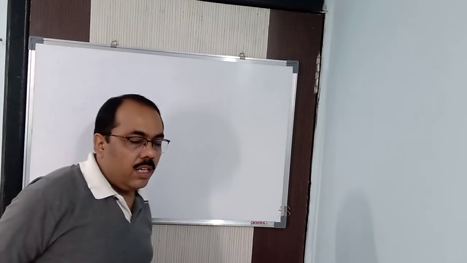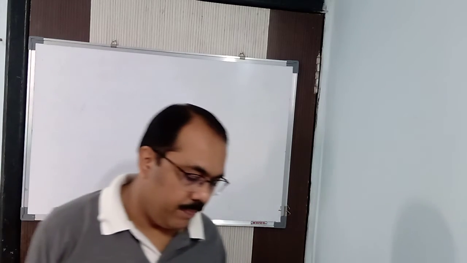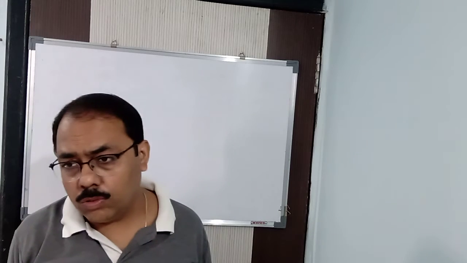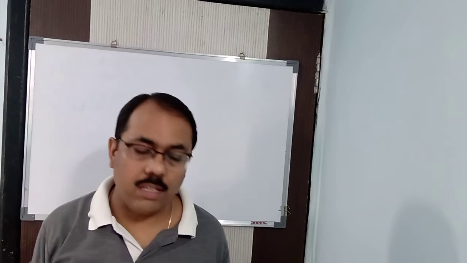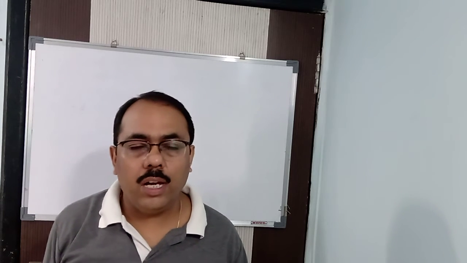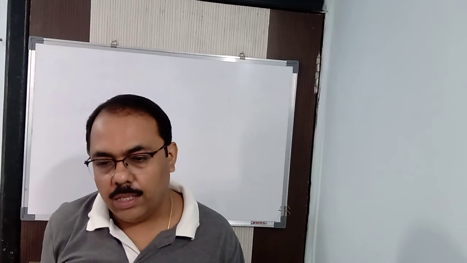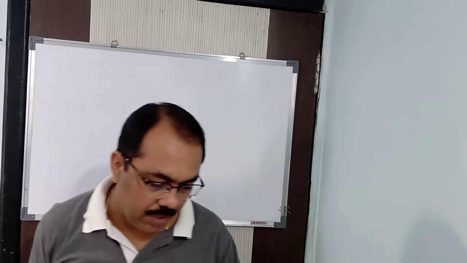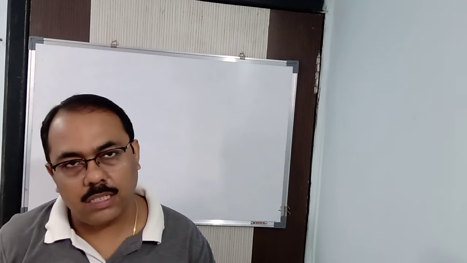What is that? If you pass acetylene through ammoniacal silver nitrate solution, which is called Tollens reagent, listen carefully, you will be getting a silver mirror. Or you can say you will be getting a white PPT, which is known as silver acetylide.